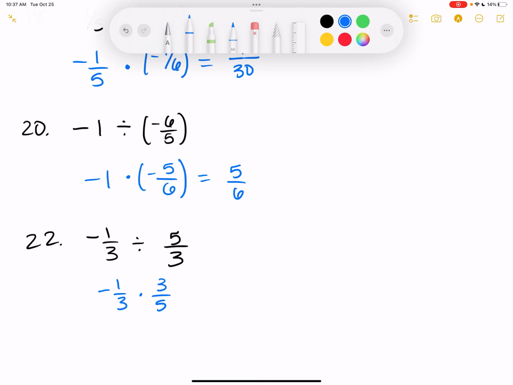So, yes, that would make it easier for me. I was going to do that, but I didn't want to confuse you because I just taught you multiplicative inverse. So yes, keep, change, flip. If you know how to do that, you're good.